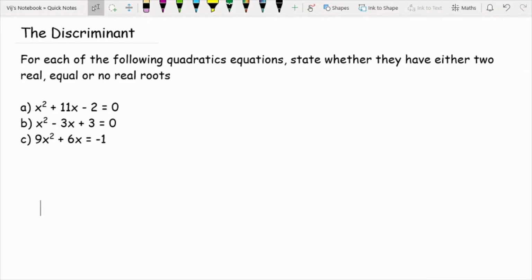So let's get started on some basic questions. In this particular question we've been asked, with regards to the following quadratic equations, to state whether they have two real roots, equal roots or no roots at all.